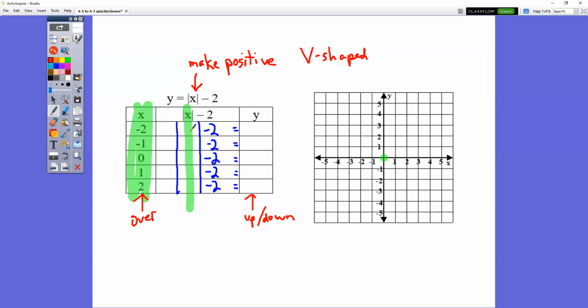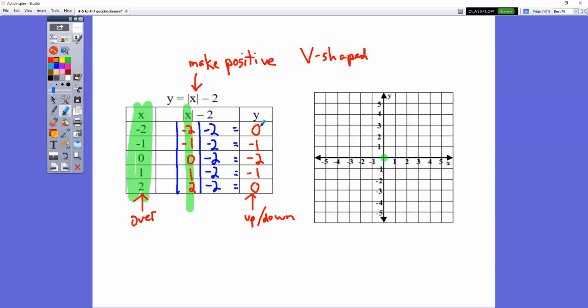So we're taking these x values and subbing them in for x. So you have the absolute value of -2, which is +2. 2 minus 2 is 0. The absolute value of -1 is +1. 1 minus 2 is -1. The absolute value of 0 is 0, minus 2 is negative 2. Absolute value of 1 is 1, minus 2 is negative 1. Absolute value of 2 is 2, minus 2 is 0.